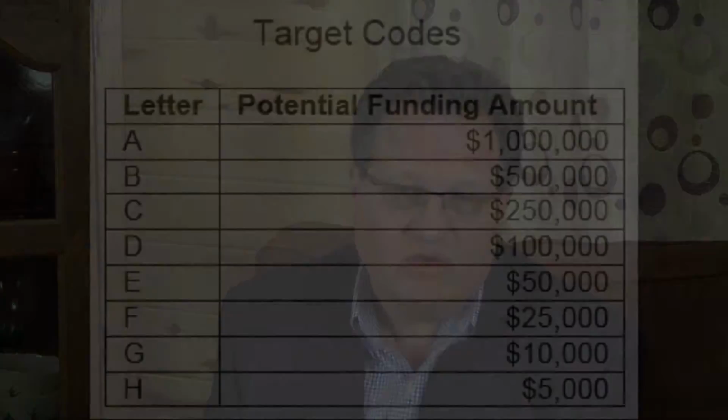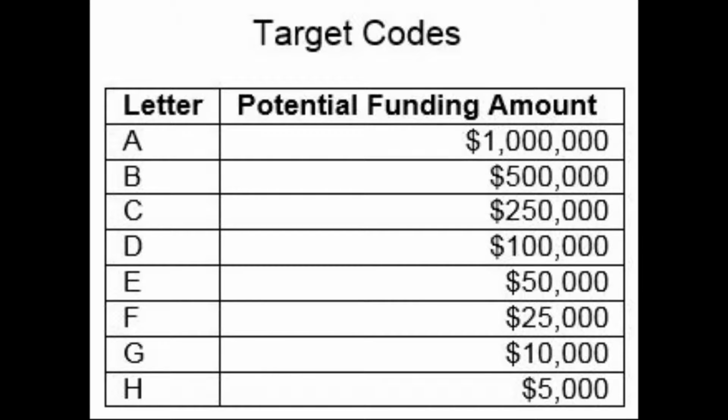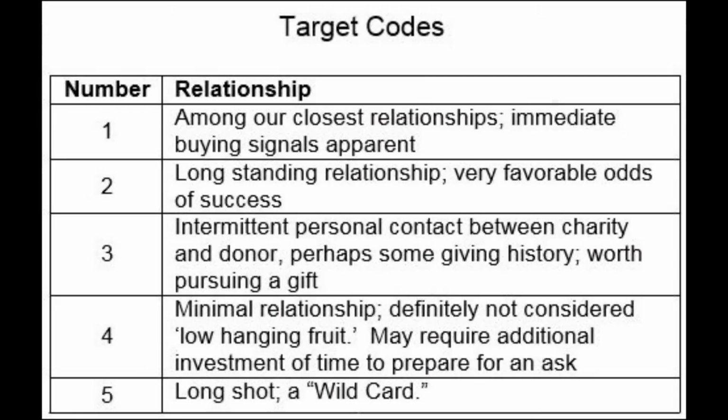To identify and rank prospective major gift prospects, whether they be individuals, businesses, or foundations, I find it helpful to use a code such as A2 or E3. The letter refers to potential gift amount and goes from A through H, with A representing a potential $1 million gift and H a prospective $5,000 gift. The number refers to relationship, which roughly translates into odds of getting a gift, and goes from 1 to 5, with 1 representing a very close relationship and 5 a relationship that is largely non-existent. We might call these prospects wild cards.